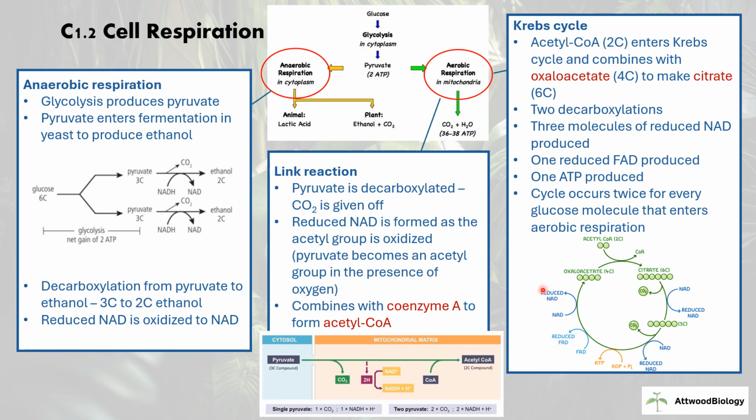So we'll save our reduced NAD for later, we'll save our reduced FAD for later, and we've already made some energy, which is useful. Now remember, for every glucose molecule that enters, this Krebs cycle is going to happen twice, because we made 2 pyruvate molecules, so therefore we made 2 acetyl coenzyme A molecules. They both went into the Krebs cycle, so this happens twice for every glucose molecule. My advice would be copy the Krebs cycle out, label it all, copy it again, label it all, keep doing it until you know it.